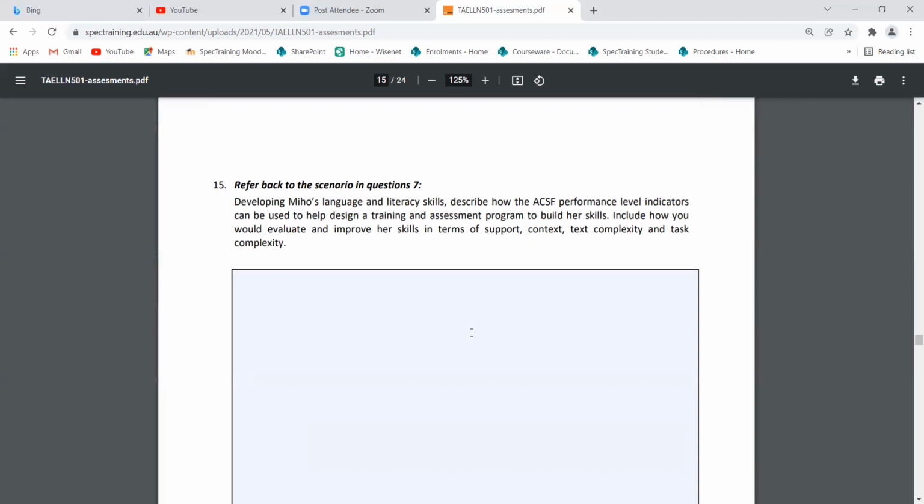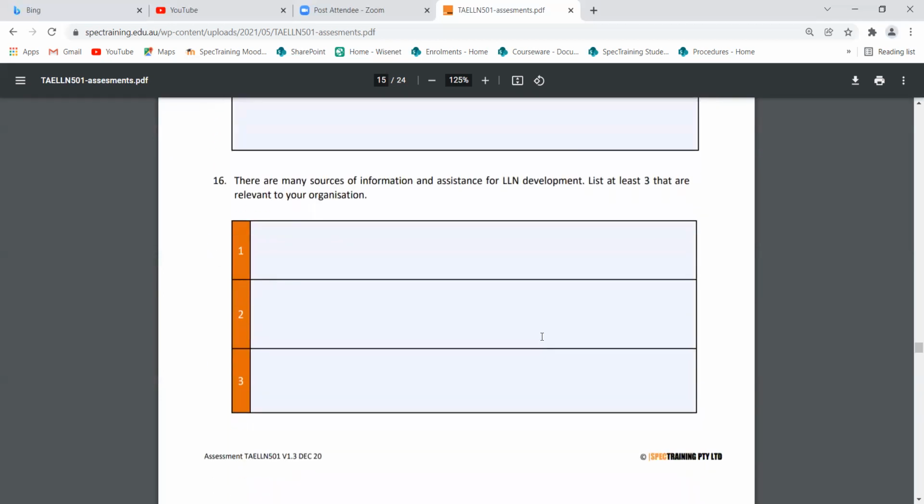Again, you may need to presuppose some things on that, and then think about, okay, well, how would you develop a program to support her based on what the indicators are? Okay. Coming down, 16, there are many sources of information and assistance for LN development. List at least 3 that are relevant to your organization.